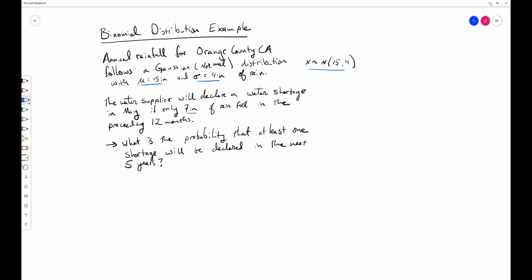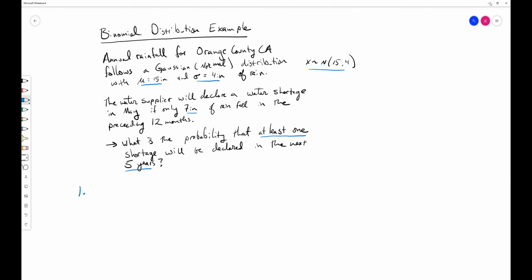All right, so we look back, we say, have we had 7 inches? No, okay, we've got a water shortage, so we need to cut back on watering all those lawns. So here's the question. What is the probability that we'll have at least one water shortage in the next 5 years? So this is ultimately our binomial question. This is where we get our probability. So let's talk about how to solve this.